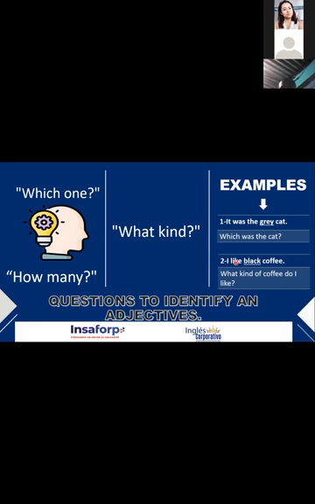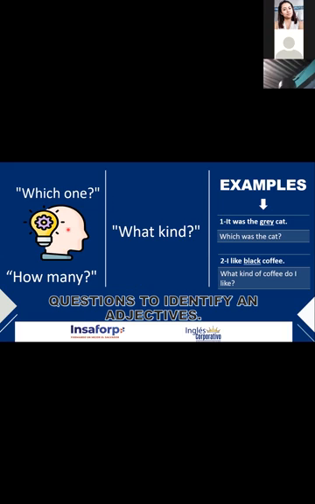The black coffee. The black. Quiere decir que esta pregunta me ayuda también a saber el adjetivo. ¿Qué pasa si yo hago esta pregunta? What kind of coffee do I like? También me da la respuesta. Entonces me dice, ¿qué tipo de café te gusta? El negro. Pero si yo digo, how many coffee I like? It doesn't make sense, right?